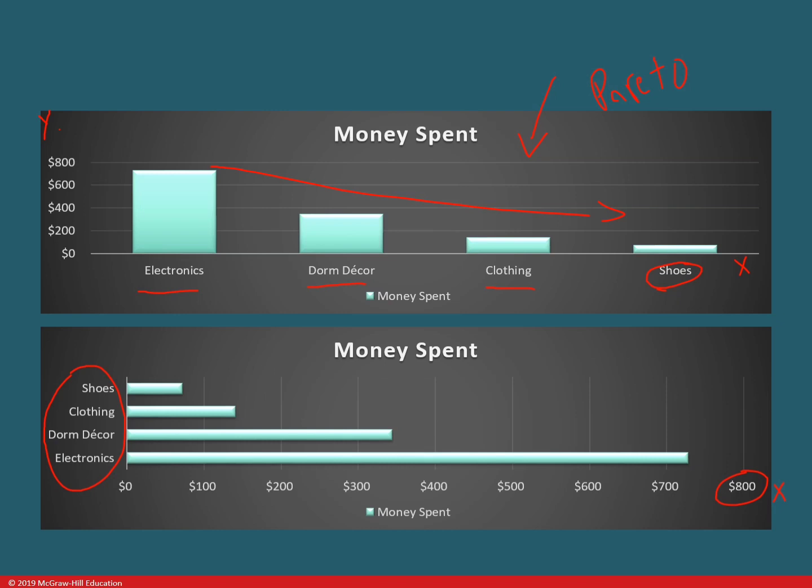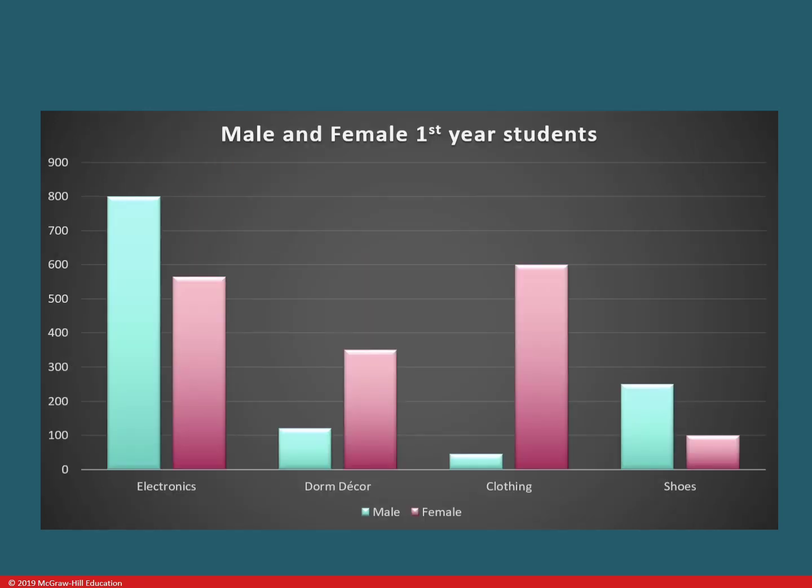Doesn't matter. The idea is you order them, because sometimes a bar graph could be something like, oh, I could put dorm decor here, I could put electronics here. It's still a bar graph, because I could switch this and this. However, it's not a Pareto graph anymore. To be a Pareto graph, you have to put your bars in order. That's the only difference between a Pareto graph and a bar graph. There's no other difference. All right.